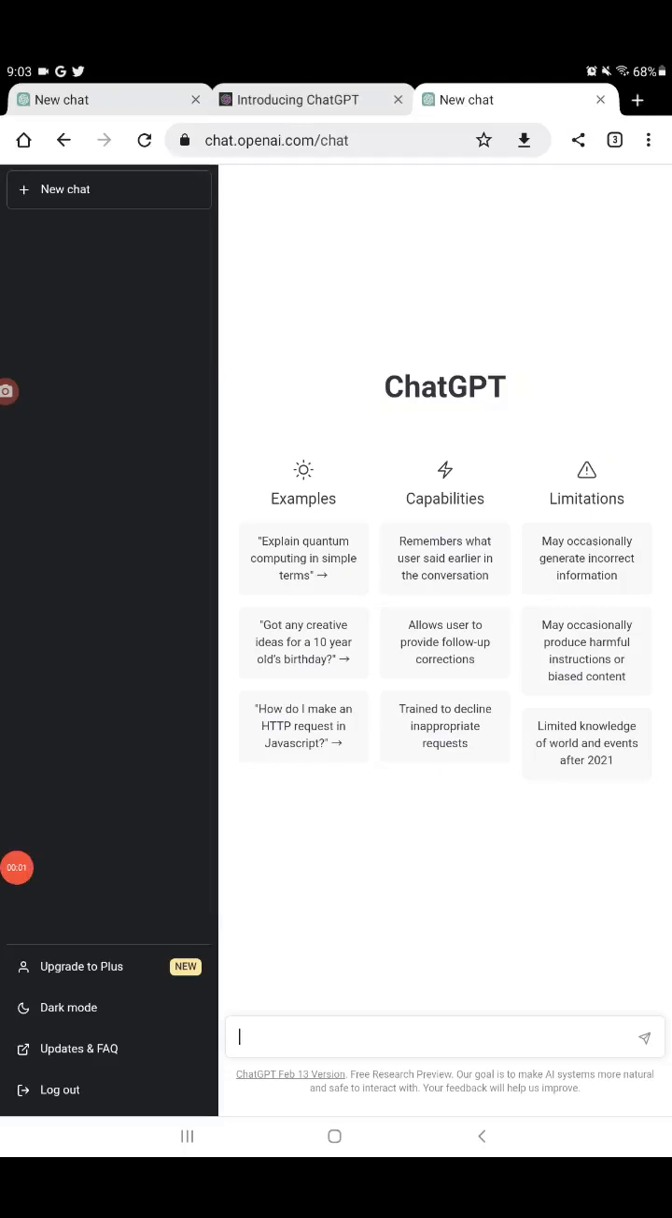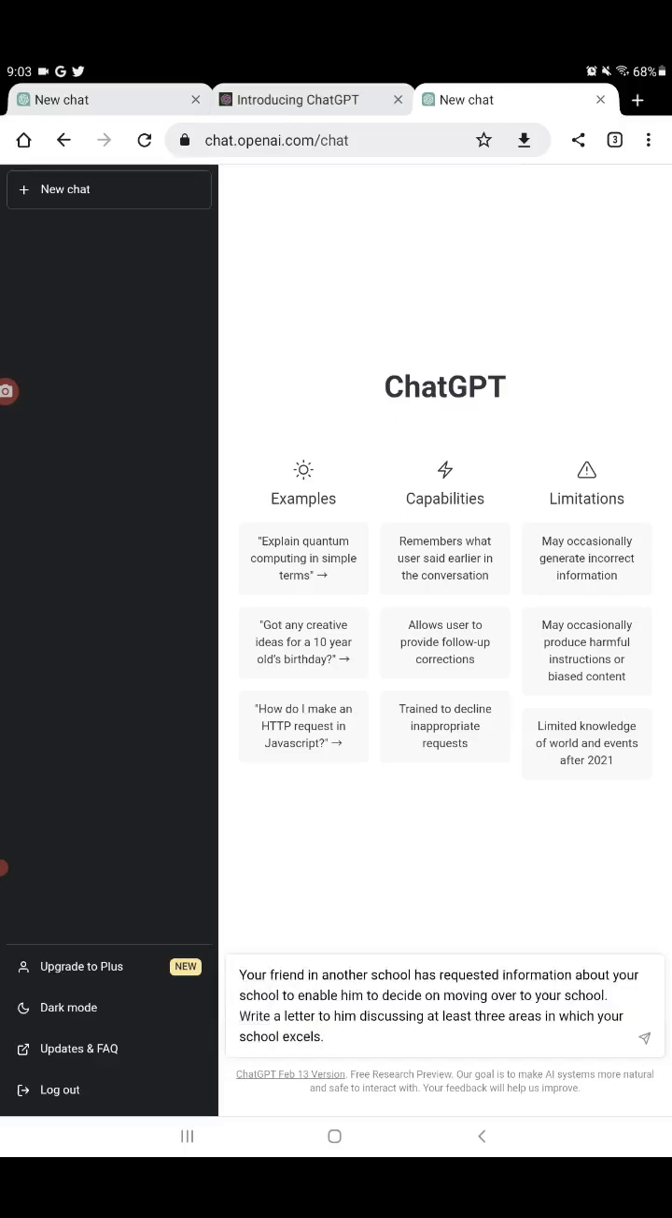For the English essay in any question so far, what you just need is to type it into this website, which we call ChatGPT, openai.com. So what you do first is maybe you have copied the question somewhere. You want to write a question: Your friend in another school has requested information about your school to enable him to decide on moving over to your school. Write a letter to him discussing at least 3 areas in which your school excels.